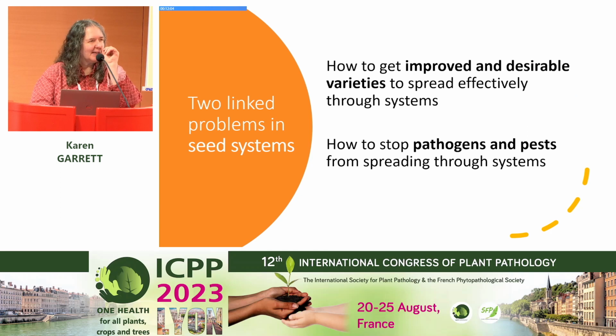So I'll be talking about some tools for the particular type of systems approach that we've been developing. We're looking at the two sides of the coin that others have talked about, because we want two things to happen that might be in conflict, right? We want improved varieties to spread easily through the systems, and we want pathogens and pests not to spread through the systems, right? So that's a challenge, to try to make both of these things happen simultaneously.